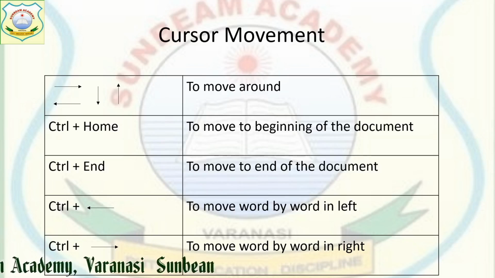For example, suppose I have prepared a document of 10,000 pages. I am at page 905 and I want to move to the first page. I would have to scroll so many times before I can move. Otherwise, with Control Home, I will immediately reach the beginning of the document.